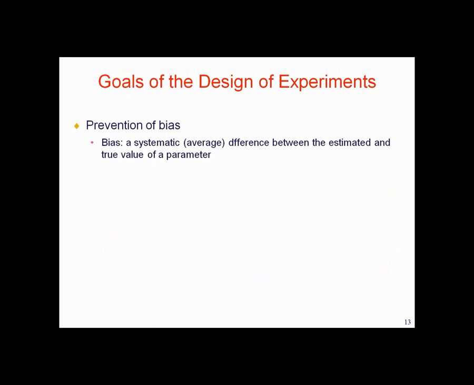There are a couple of goals which the proper design of an experiment should achieve. First of all, we want to prevent the bias, all right? And the bias is a systematic average difference between the estimated and true value of a parameter. In other words, you really want to avoid the situation when, for instance, you estimate that there is a difference between two conditions, whereas there's no difference, okay?